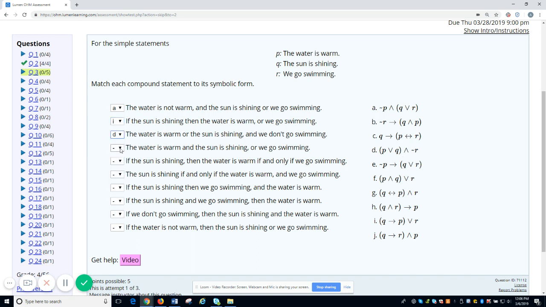The water is warm and the sun is shining. P and Q or R. So that's an F. If the sun is shining, so that means Q is going to be at the start of an arrow, and then the double-sided arrow represents the if and only if, so that's a C. The sun is shining if and only if the water is warm. So Q, double-sided arrow, P in parentheses, and we go swimming.